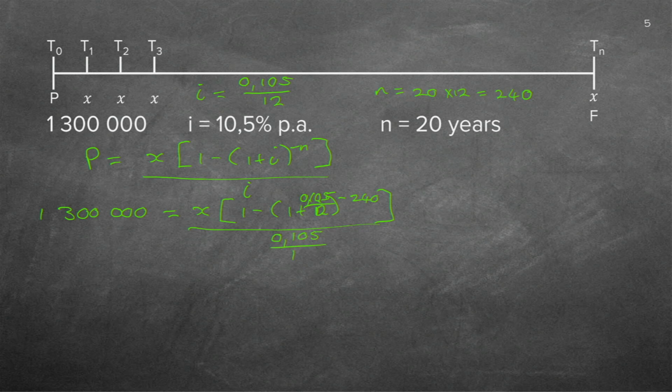0.105 over 12. But now if you want the X all alone, remember, you need to get rid of all this stuff. The fraction at the bottom is furthest away, so you're going to multiply the 1.3 million with 0.105 over 12. And then you still have the bracket next to the X, which has been multiplied to the X. You want to get rid of it, so you must divide by it. So this whole thing on the left-hand side, you divide with 1 minus (1 plus 0.105 over 12) to the power of minus 240.